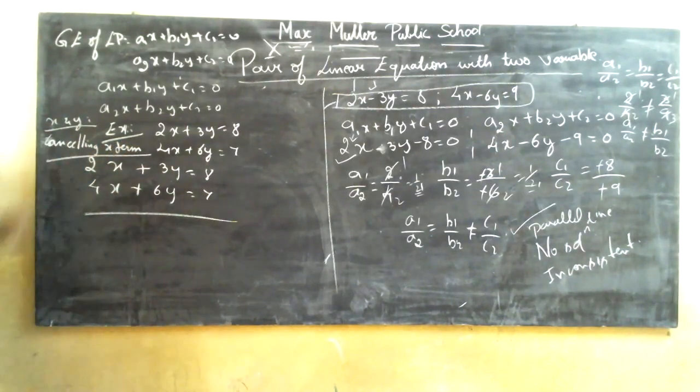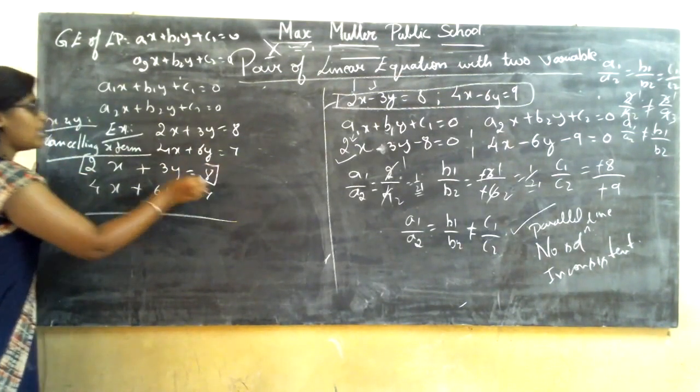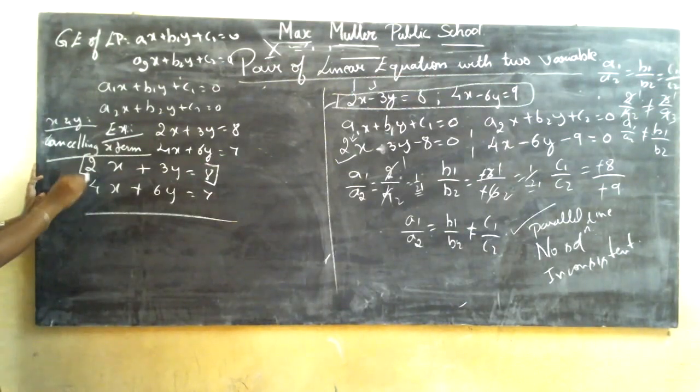Now let me cancel the x terms. Now if I want to cancel the x terms, here I have 2 and here I have 4. Different numbers. The first thing is I need to make them the same number. To make them the same number, let me take the highest number. What is the highest number here? 4. The least number is 2.